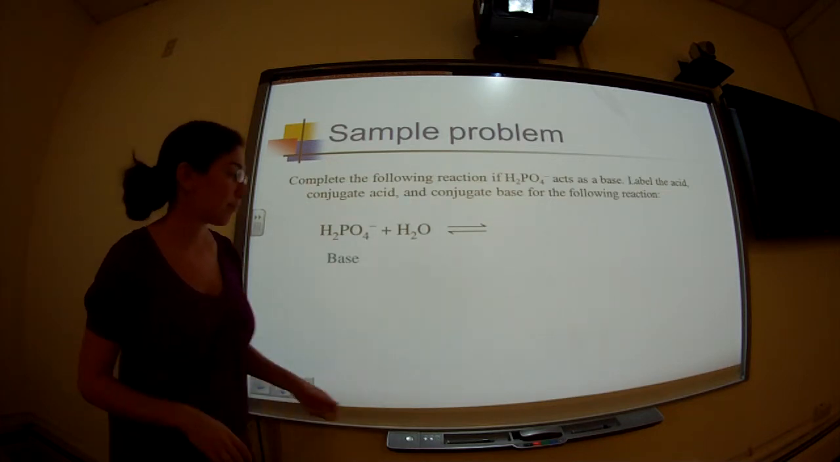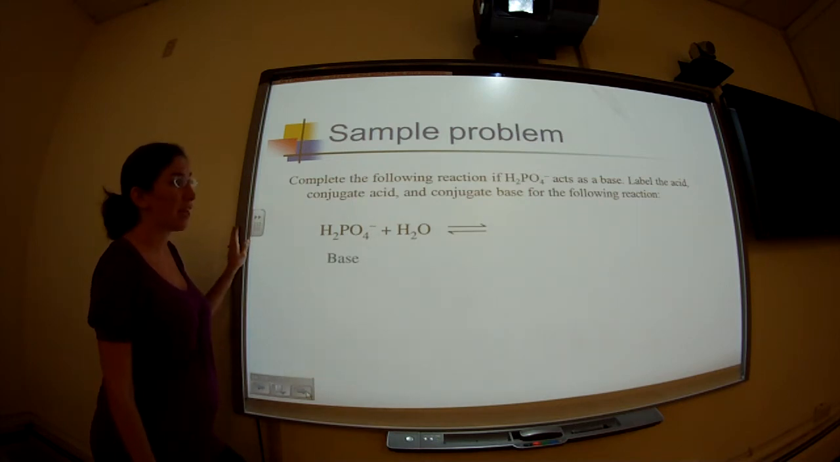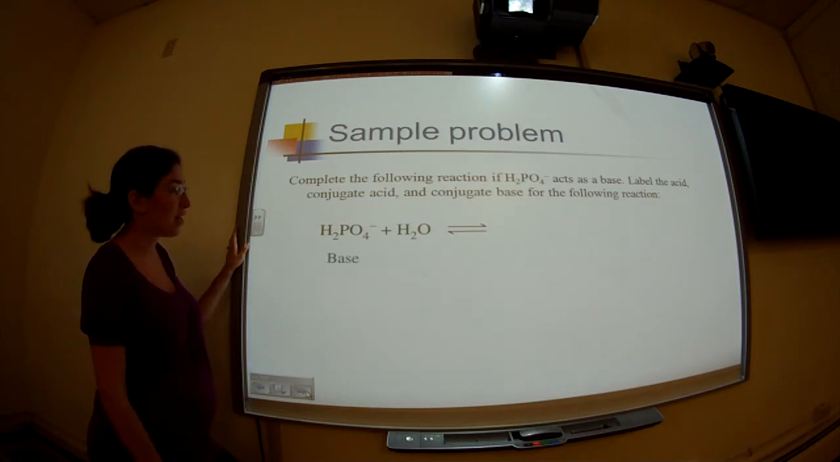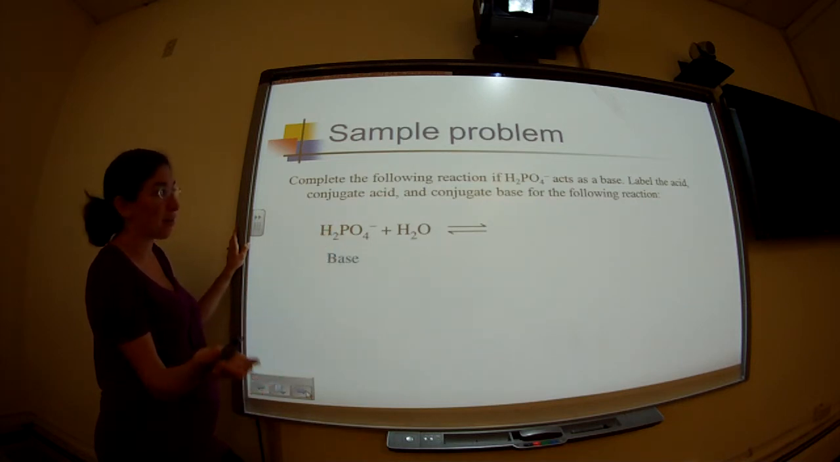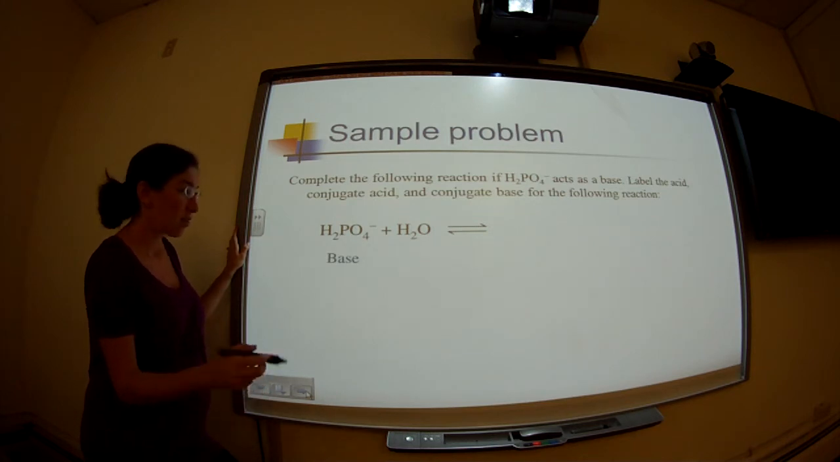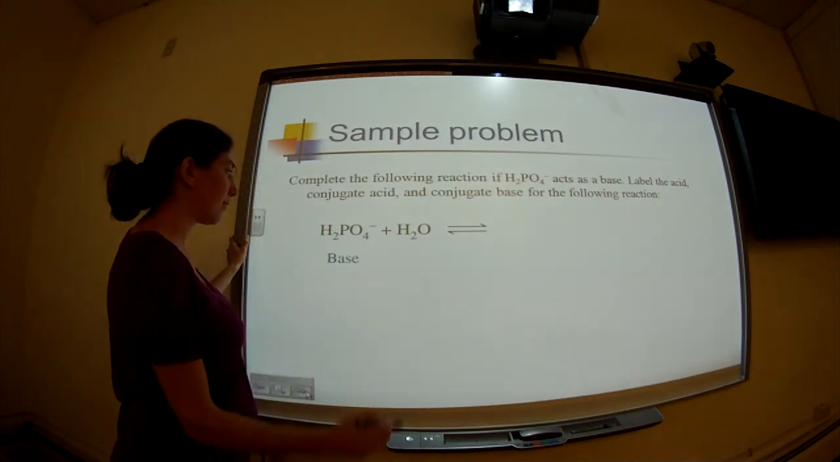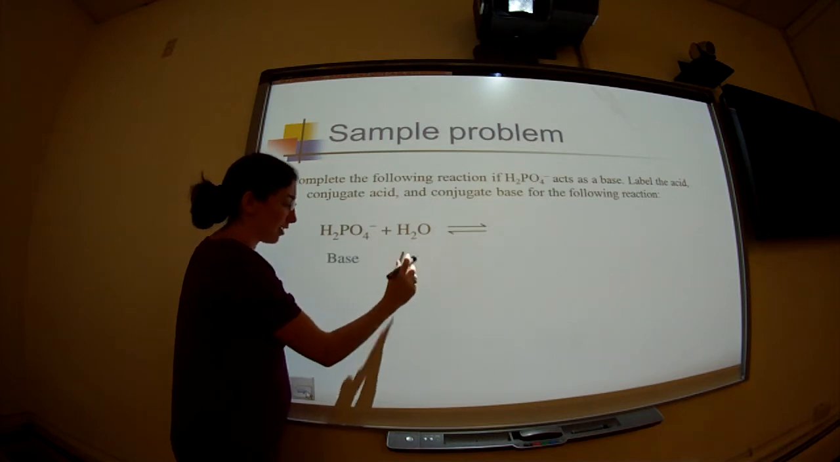So here's another one where we're going to complete the reaction. Complete the following reaction of H2PO4. If H2PO4 acts as a base, label the acid, the conjugate acid, and the conjugate base. It's telling us that this acts as a base and that we're reacting it in water. We can always assume we're talking about an aqueous solution. So if this is the base, then it's accepting a proton, so this has to be the acid.